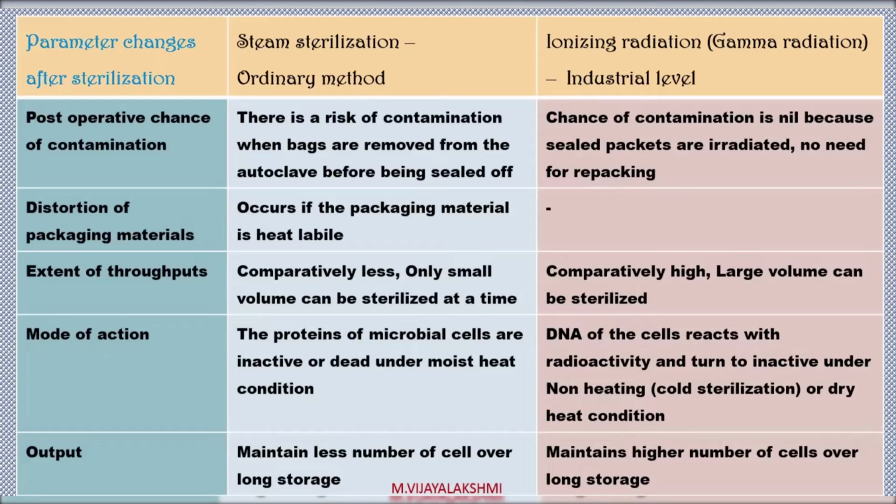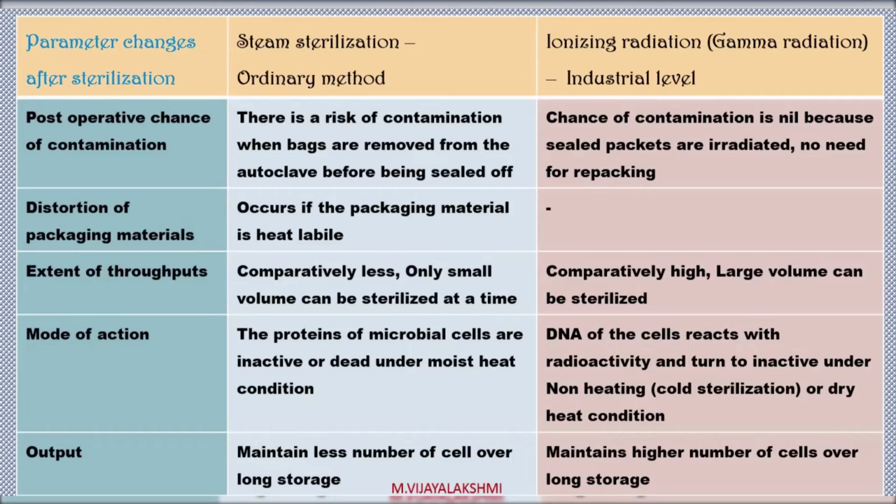And the second one, distortion of packaging materials. Here the distortion may be caused by steam sterilization, because of plastics or heat labile molecules. But with ionizing radiation, there is no risk. And the third point is extent of throughput. It's comparatively less, and only a small volume may be sterilized at a time. But in ionizing radiation, it's comparatively more efficient and a large volume can be sterilized.